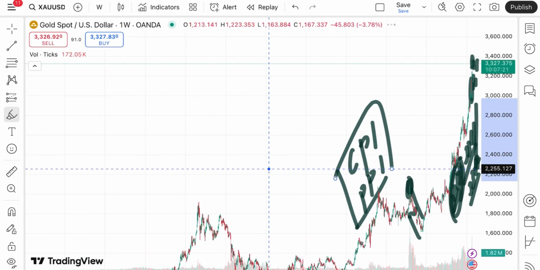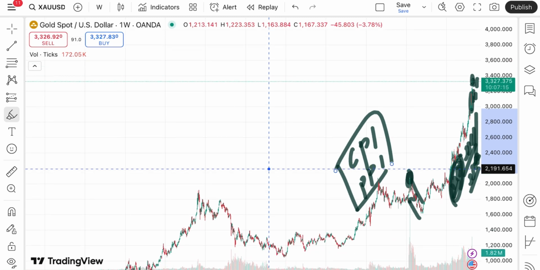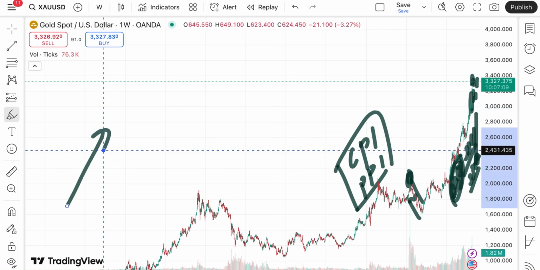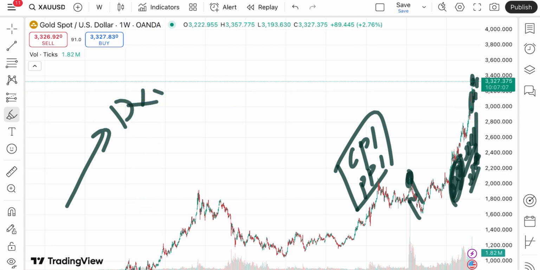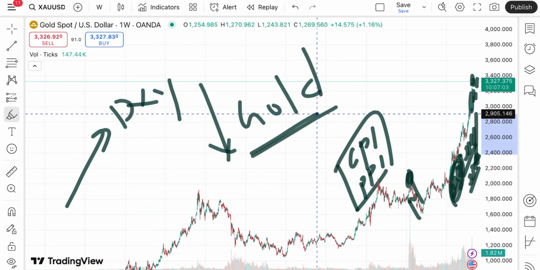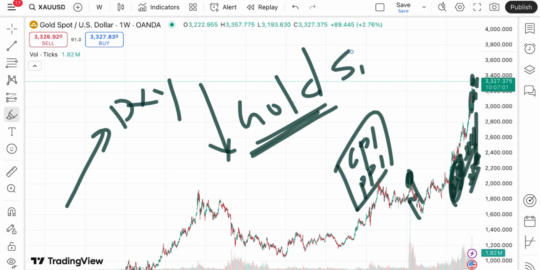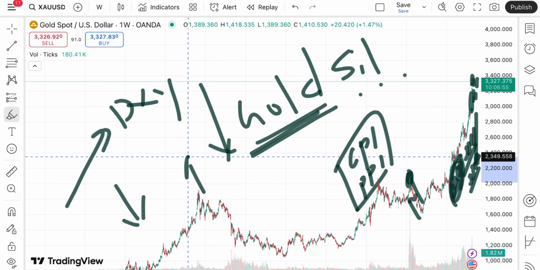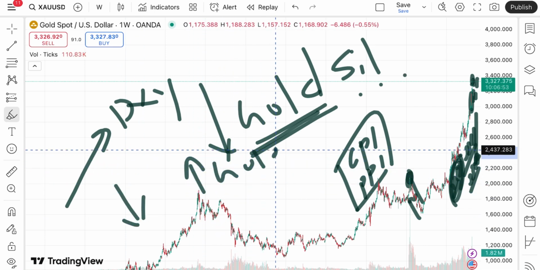Now I'll explain the resistance and supports and all these levels. But before that, I have to explain how the dollar index is moving. They are inversely related. When the dollar index starts going high, the price of gold comes down because they are inversely related. Not only gold, silver also comes down, as do crude and natural gas, because they are also inversely related. But if the dollar index starts going down, the price of gold goes up.